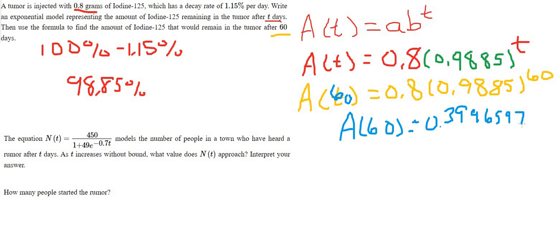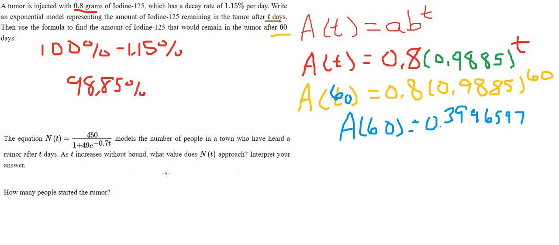So the equation N of t equals all that stuff there, models the number of people in town who have heard a rumor after t days. As t increases without bound, it sounds like a bunch of fancy math terminology there. What does N of t approach? Well, we really want to put a really large value in there for t and see what happens. And you're kind of new to limits, understandably.